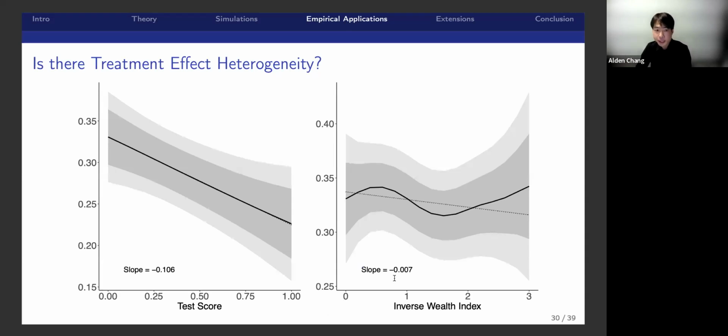Okay, so finally, here I have results on treatment effects heterogeneity, which is, I think, the biggest value added of the MRD estimator I'm proposing.